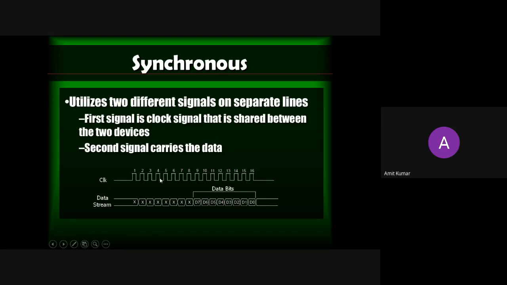So he will be able to understand at which rate I want to receive the data, and the transmitter is sending the data at this rate. If he is not sending the data at that rate, what will happen? You will lose the data.